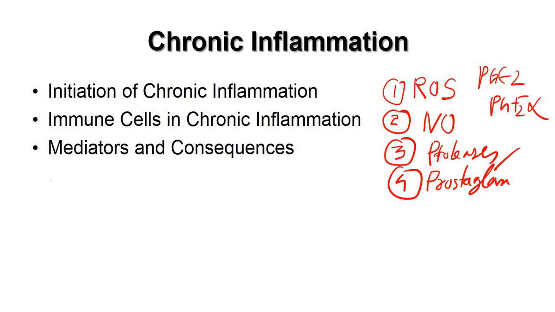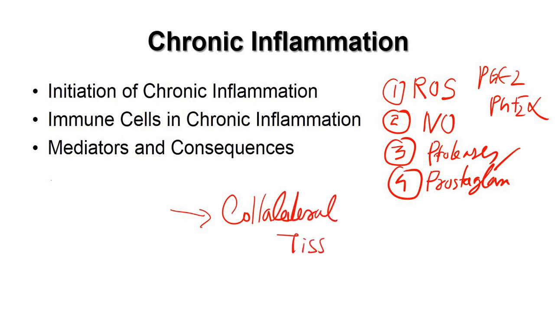So what do the mediators do? Mediators will do irreversible tissue damage. Also, I will put it as collateral tissue damage. When I say collateral tissue damage, it means this damage is permanent. It cannot be sorted, and it will never be able to recover again, unlike acute inflammation.